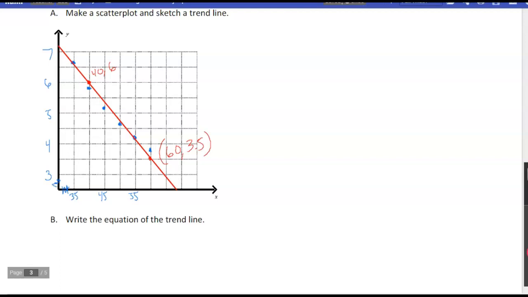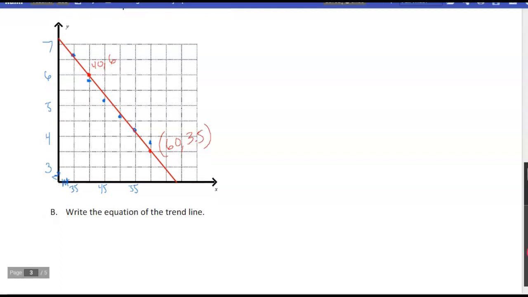So what happens to my slope? I went down. I went from 6 down to 3.5. So I went down 2.5. And then I went over 5, 10, 15, 20. So your scales are important. So that's really kind of tricky. That's negative 2.5 over 20 is my slope.